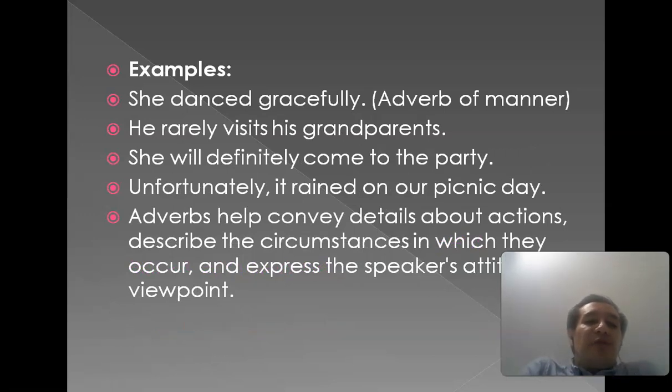And the last examples we have: she danced gracefully, an adverb of manner. He rarely visits his grandparents. She will definitely come to the party. Unfortunately, it rained on our picnic day. Adverbs help convey details about actions, describe the circumstances in which they occur, and express the speaker's attitude or viewpoint.